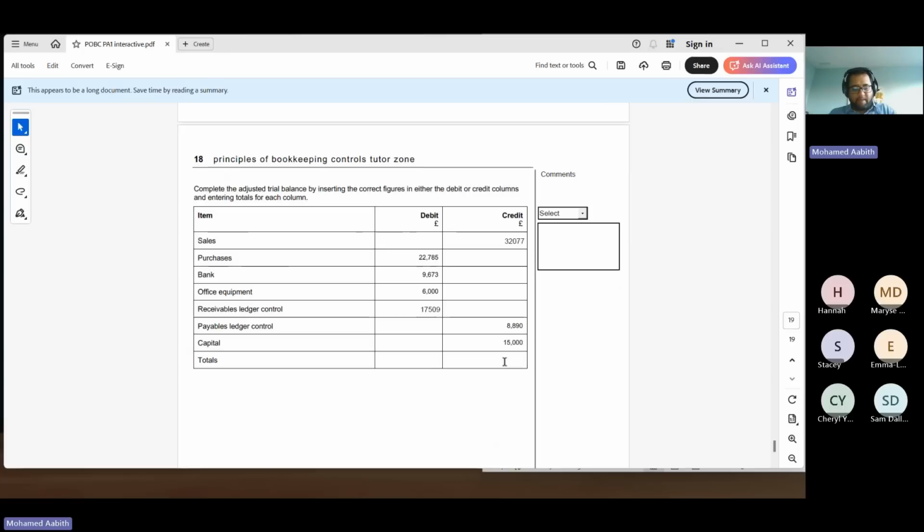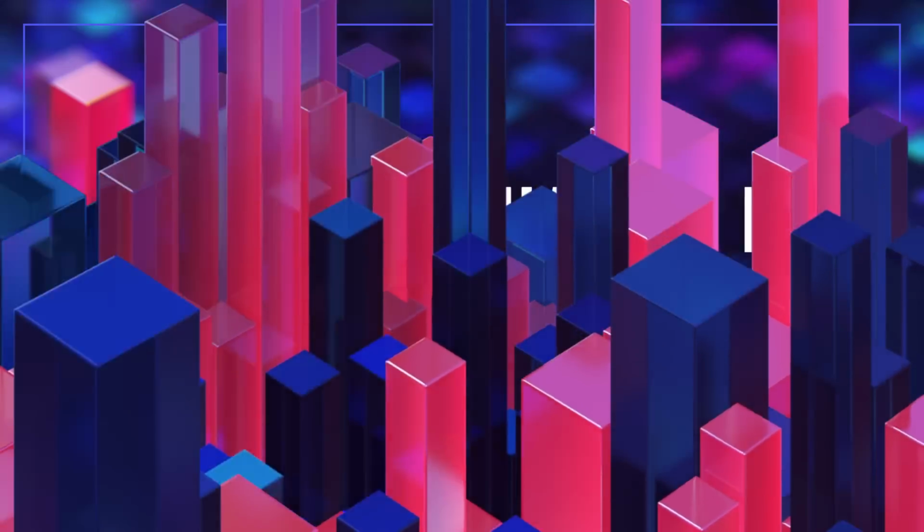So let's do that here. Let me total all of that. 6,000 plus 9,673 plus 22,085. That gave me 55,967 pounds. And I'm very happy that the number will match on the other side as well. So 32,077 plus 8,890 plus 15,000, which gives me 55,967 pounds. So all numbers have matched there, guys.